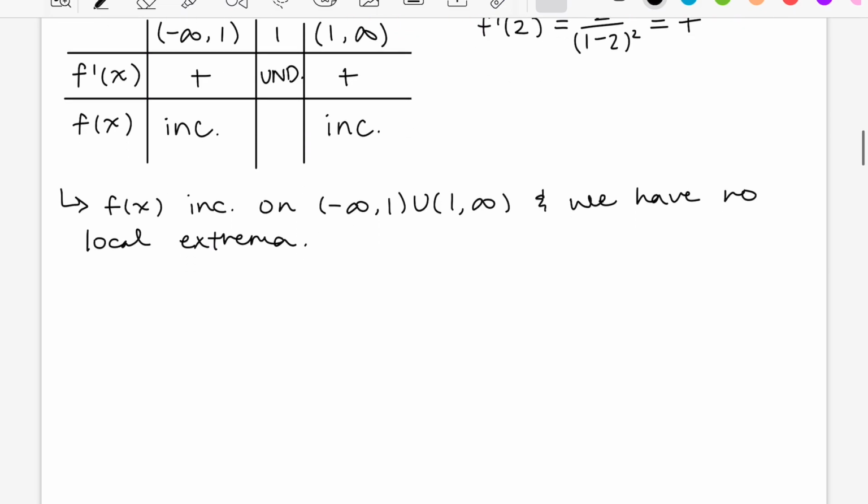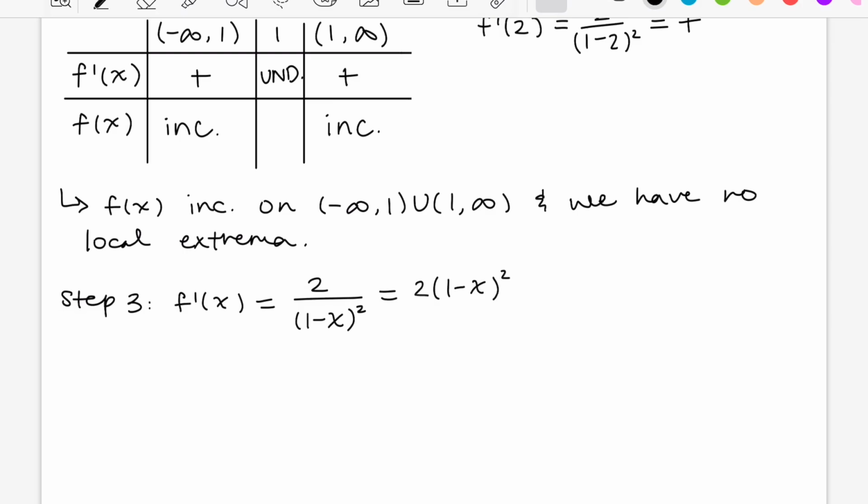All right. Now we're going to do step 3, where we want to analyze our second derivative. So we saw from above that our first derivative was this here. And in this case, I will use the product rule. So I'll rewrite this like this here, and then we'll take the derivative of that.